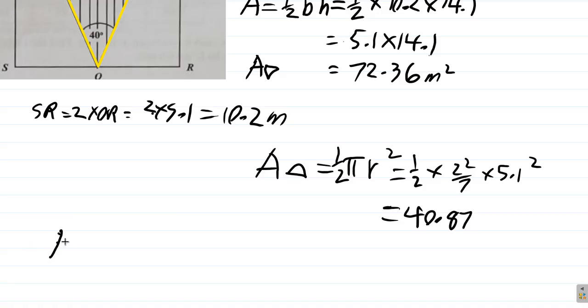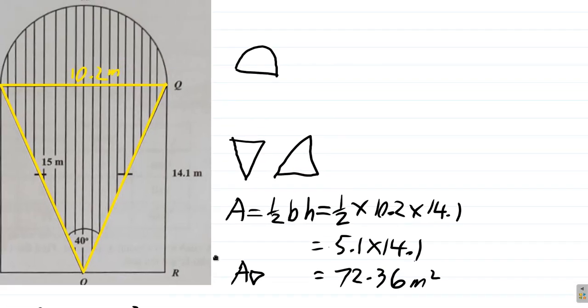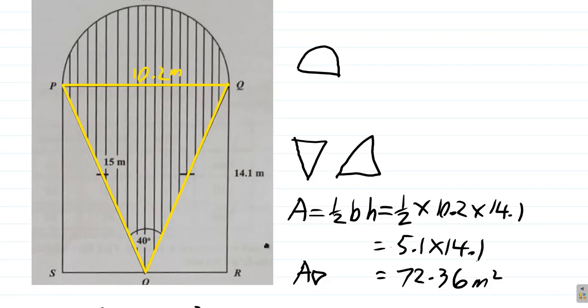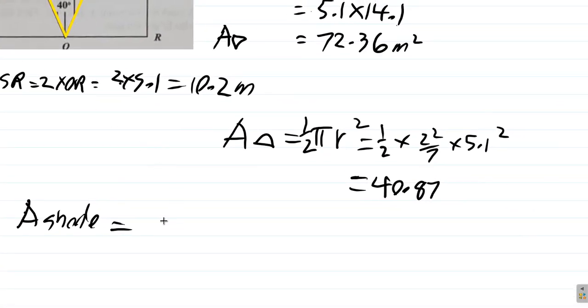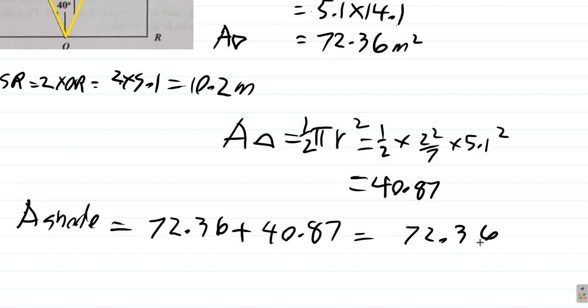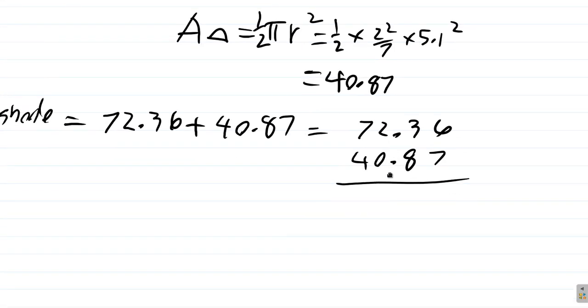Now, the area, I just call it A shade. You could say AS, and say this is the total area of the shaded region, the shaded portion. AS is equal to the area of the triangle, 72.36, plus the area of the semicircle, 40.87. We could use a calculator, but sometimes it's good to practice this way, although you wouldn't have time to do that in the exam.